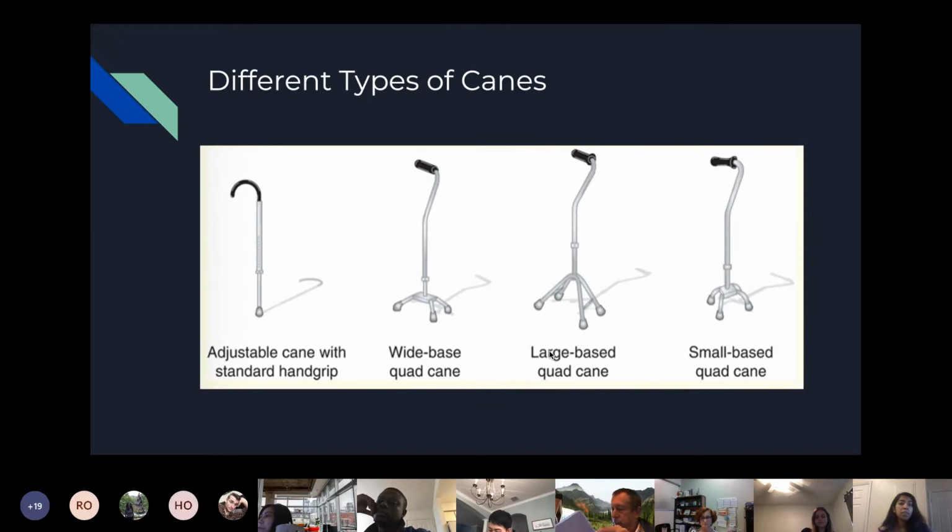So these are the different types of canes. The first type is just a standard grip, and the second type has a wider base and has 4 points. The third type has a larger base, and it is also a quad cane. The fourth type has a small, more circular base, and it also is a quad cane.